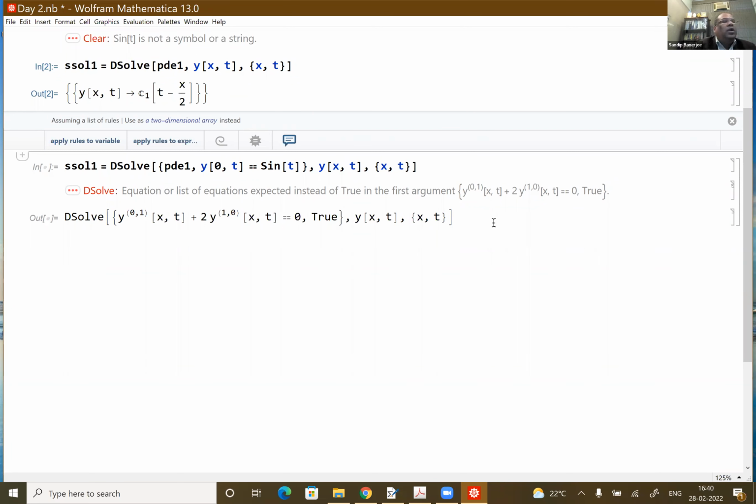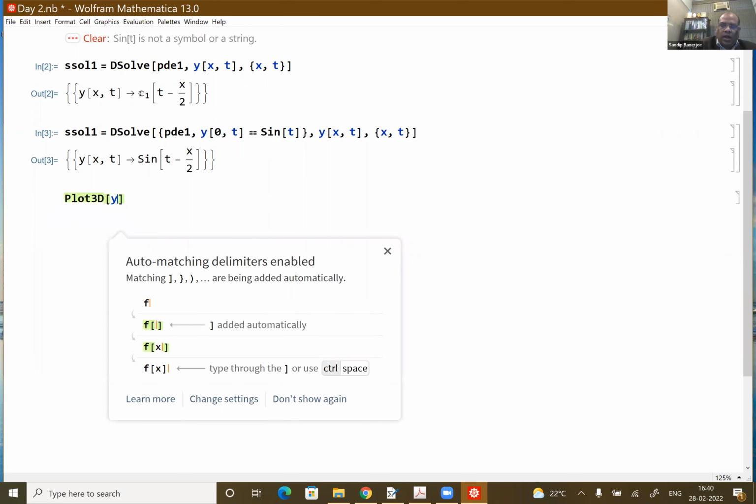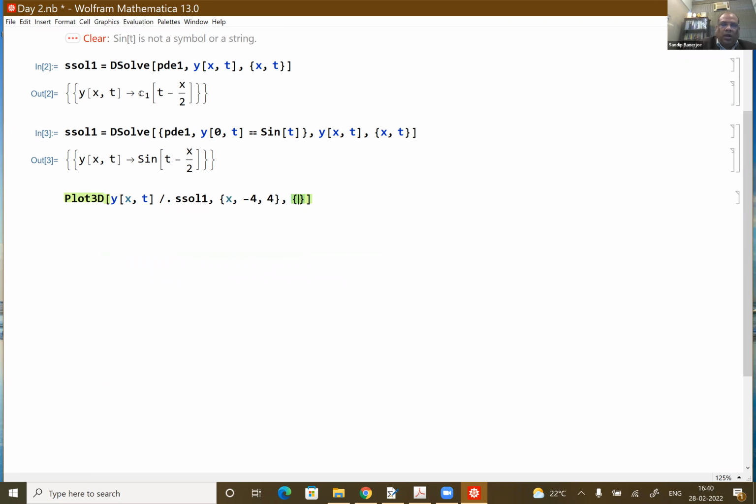And then I have to plot. Plot3D of y[x, t] /. for, say, x from -4 to +4, t from -4 to +4.